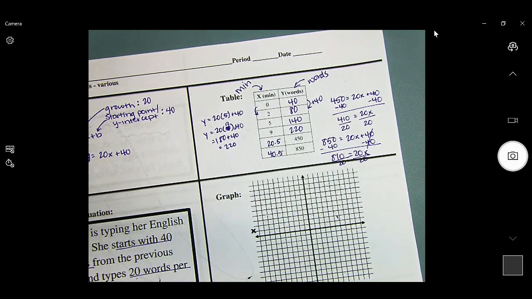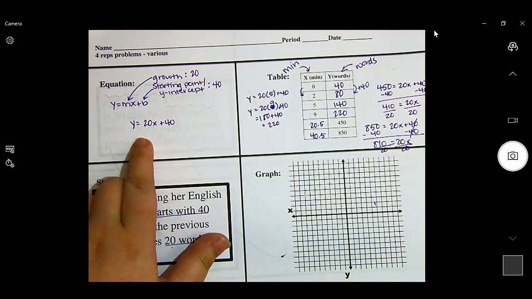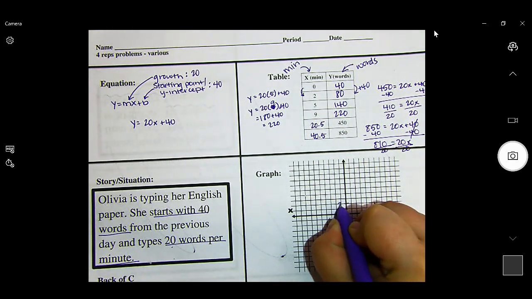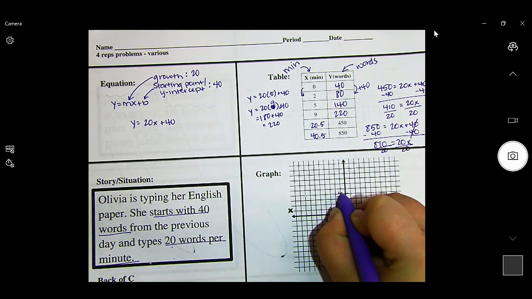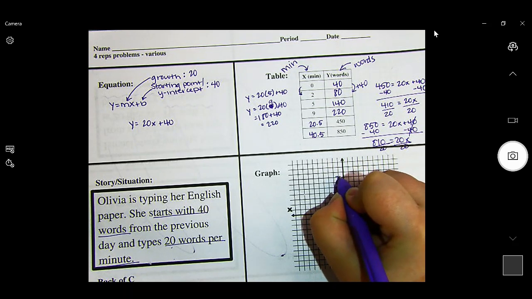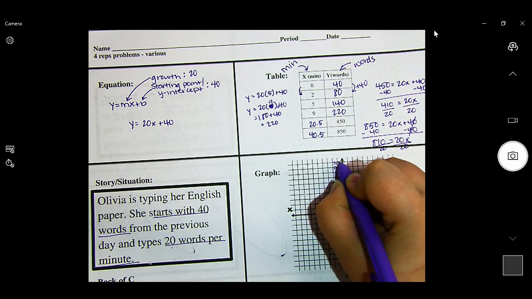Okay, so now I need to graph this. And first I've got to think about my scaling here because I know I have to start at 40 and I'm going up by 20 each time. Okay, so counting by ones is not going to do the trick here, nor is counting by twos this time. So instead, I think I'm going to count by tens. So I've got 10, 20, 30, 40, 50, 60, 70, 80, 90, and 100.